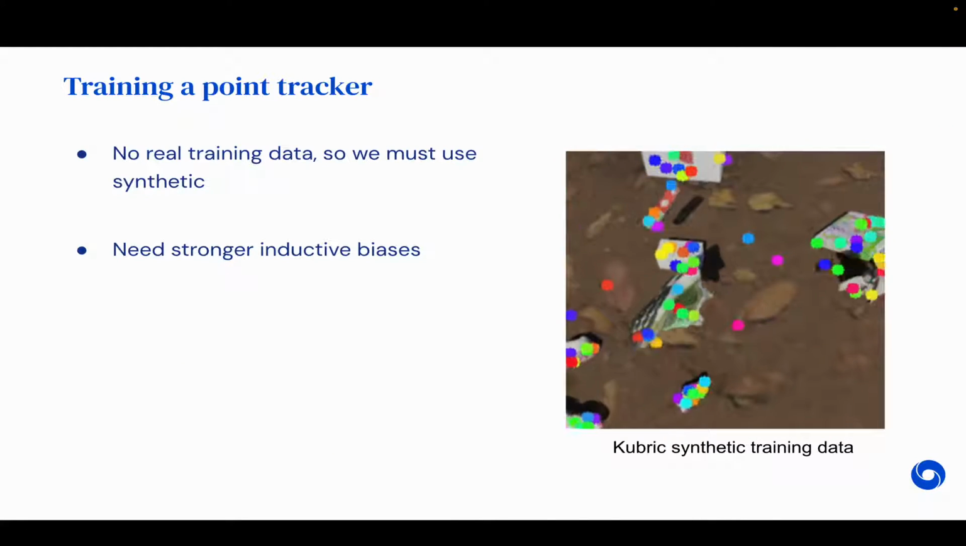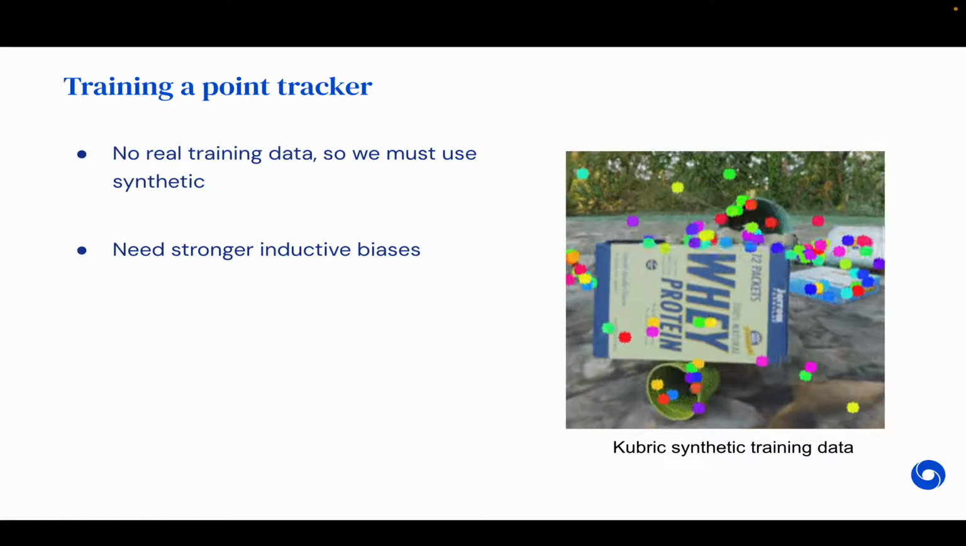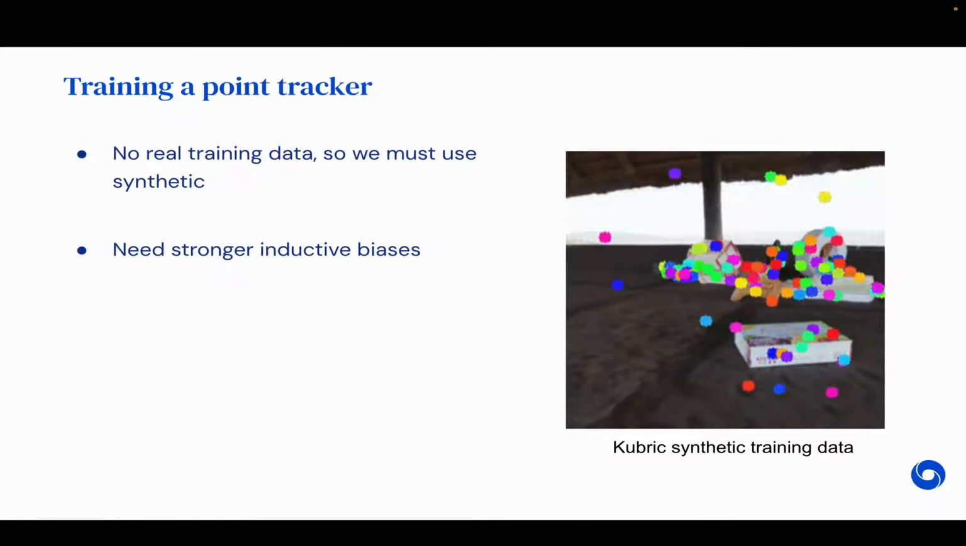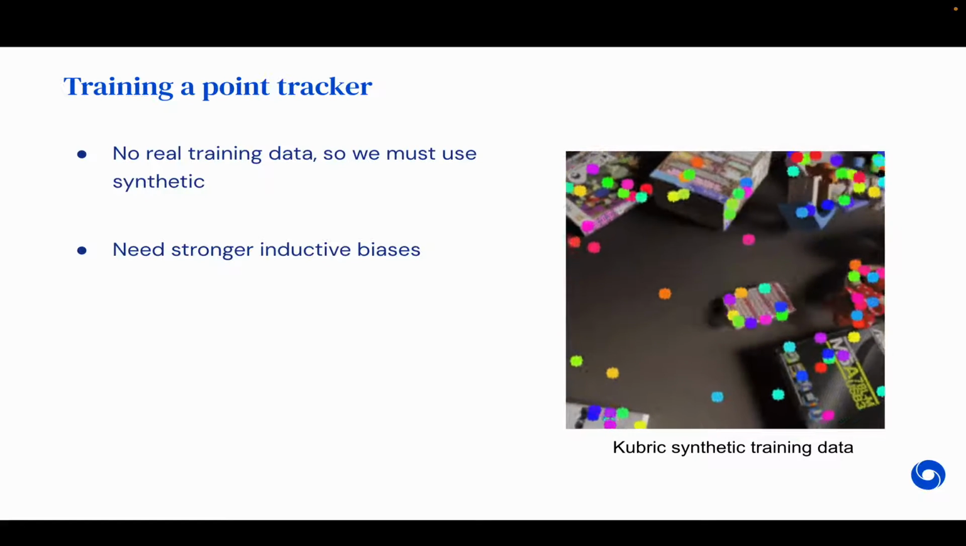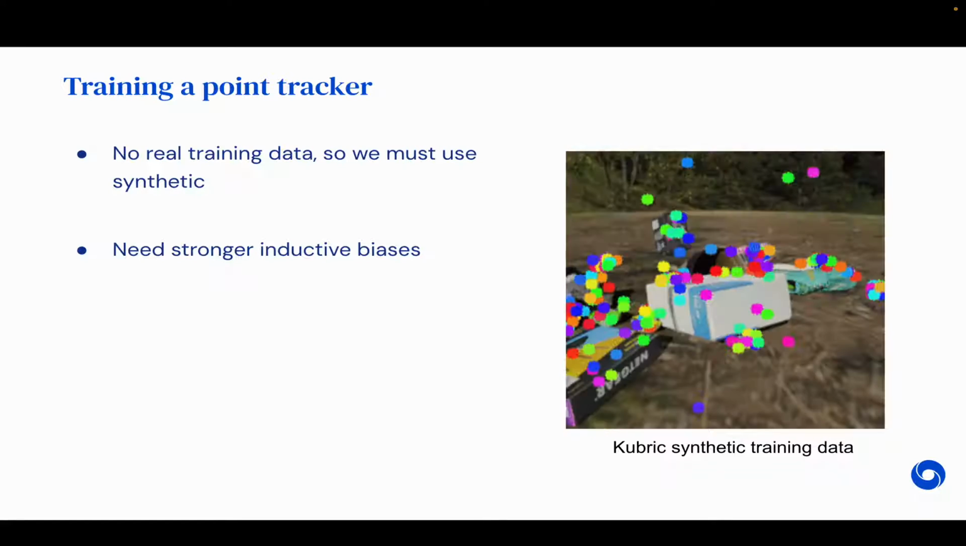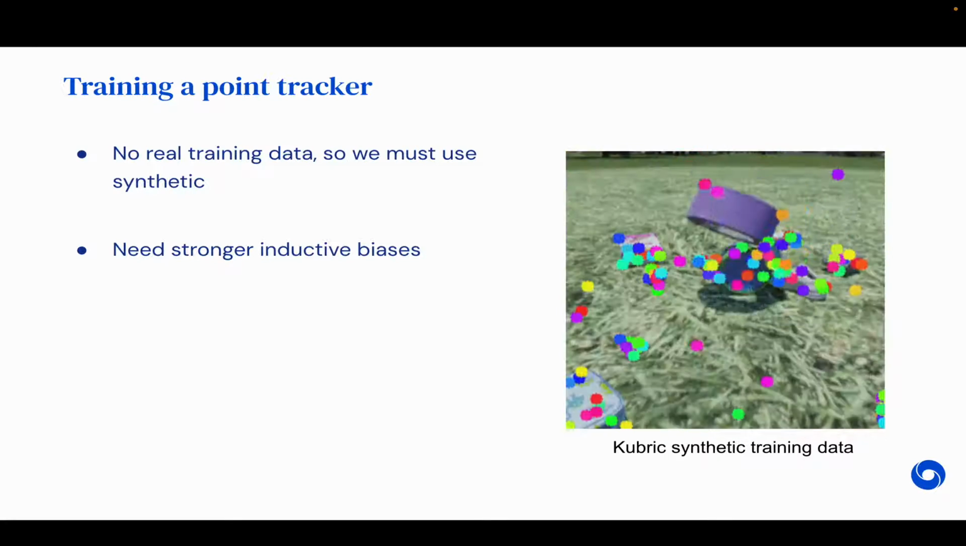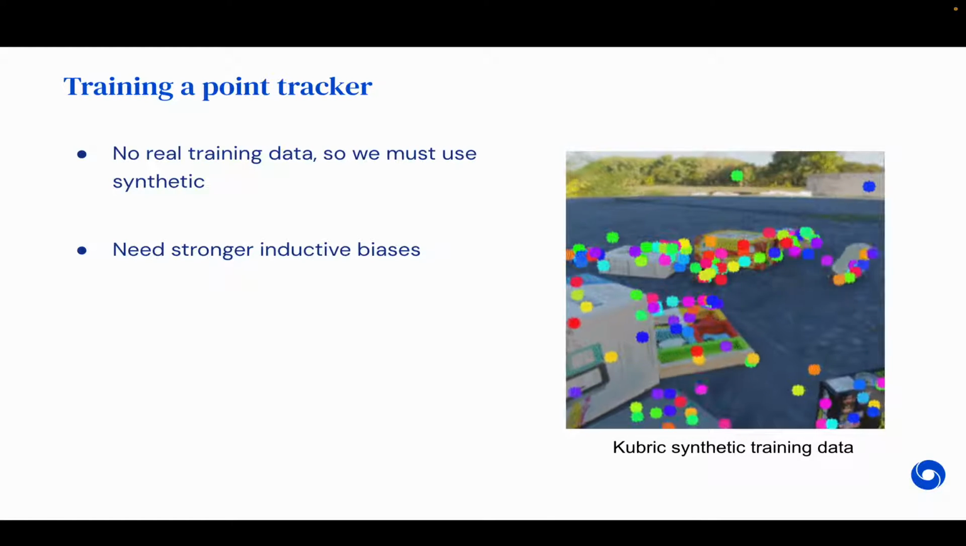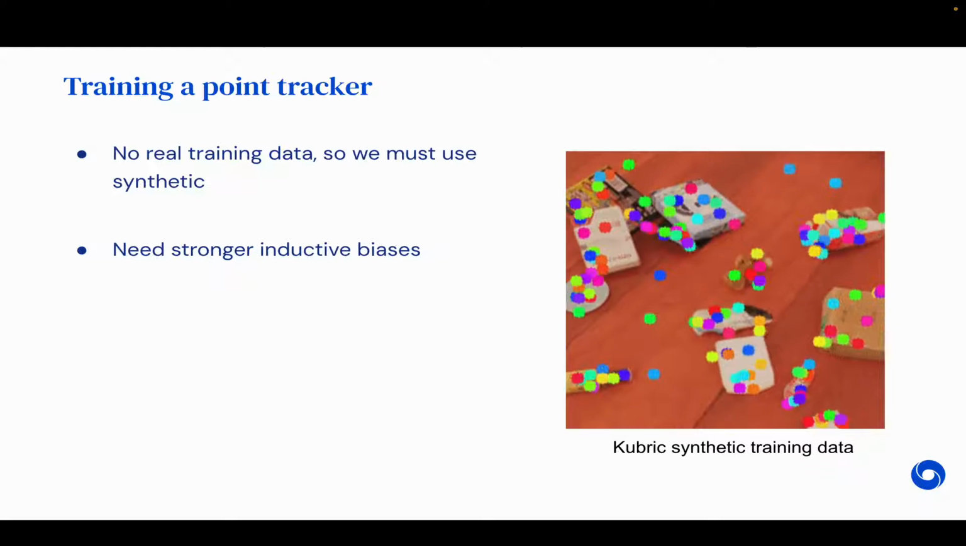Collecting large-scale, real-world data to train such a model is difficult, so we instead rely on synthetic training data, specifically the Kubrick dataset. However, the motions in this dataset aren't very realistic, so we need somewhat stronger inductive biases to encourage the model to rely on properties that transfer across domains, such as low-level texture.